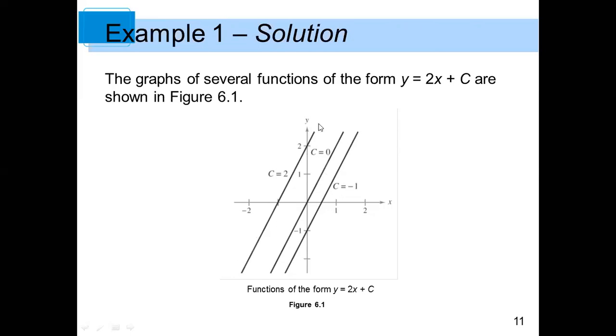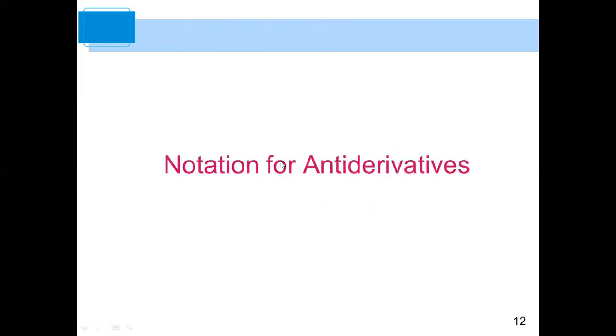Notice they're all the same graph. They're just shifted up or down c units. But each graph is going to have the same slope at each point with respect to each x value. So if I go here, here, or down here at the y-intercept, you're going to have the same slope at those points because the derivative of all three of these equations is just 2.